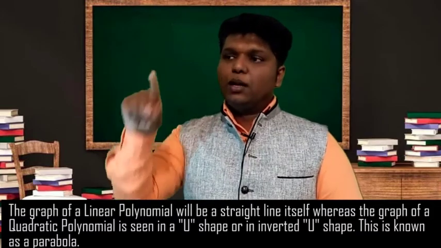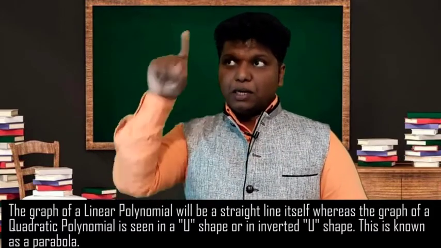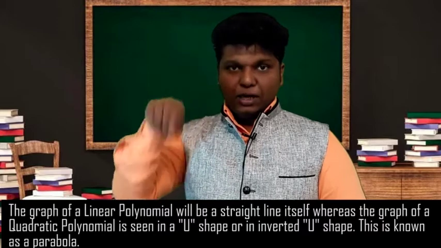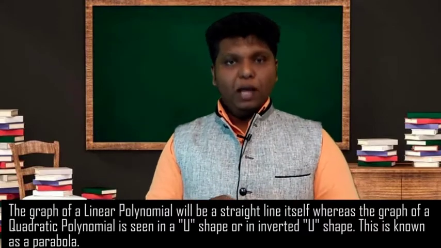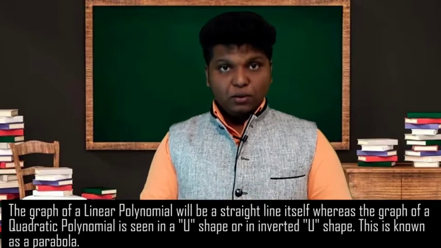This particular U or this inverted U, that particular diagram is what we call a parabola. So these parabolas you can see. And if you got a parabola or an inverted parabola, it means that the equation is quadratic. By the shape, you can say whether it is a linear equation or a quadratic equation.